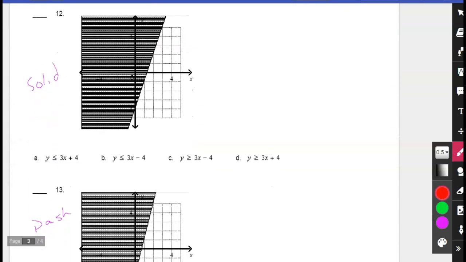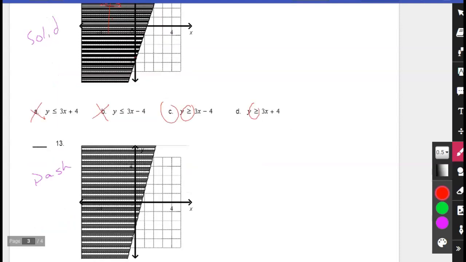Another solid line here. This one is above. Okay. So we are shading above the line. So it's a greater than. So it's going to be one of those. Can't be those. And again, is the intercept a positive 4 or negative 4? It's down here to negative 4. So it gives you an answer of C.